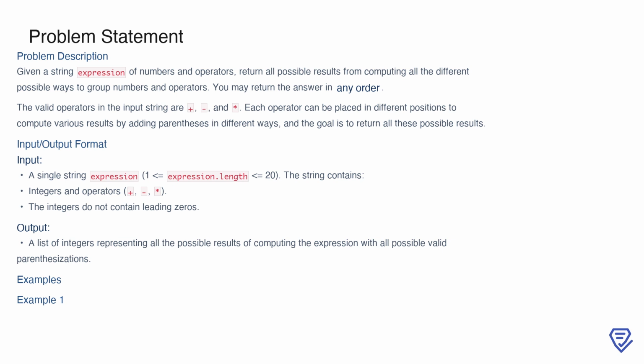For example, if the input expression is 2-1-1, we need to consider all valid ways to group the terms, such as (2-1)-1 or 2-(1-1). The output will be a list of integers, representing the results of all these computations. It's important to note that the answer can be returned in any order, as the problem does not require sorting. The input string will always be valid and will contain integers and operators, with no leading zeros in the numbers.